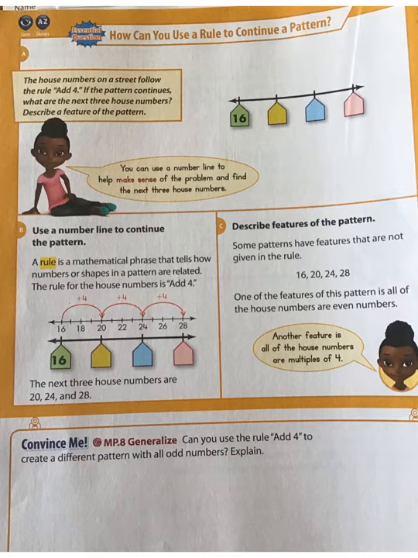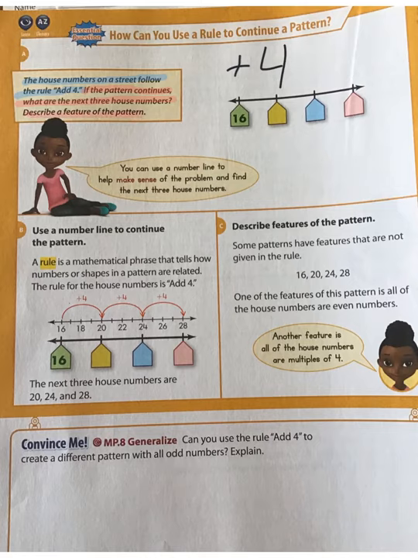All right, let's look at the problem on this page. It says, the house numbers on a street follow the rule add 4. So I'm just going to write plus 4 because that's our rule. I always like to see our rule because it's going to help you later. All right, so it says, if the pattern continues, what are the next 3 house numbers?